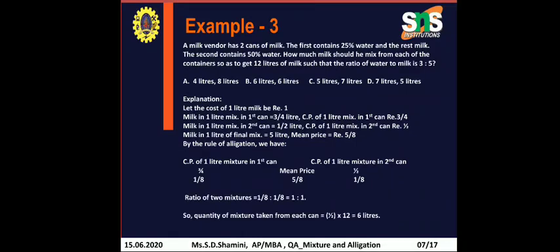So the quantity of the mixture taken from each can is half of 12 liters, that is 6 liters. So it contains 6 liters of milk and 6 liters of water. So here your answer is option B, 6 liters, 6 liters.